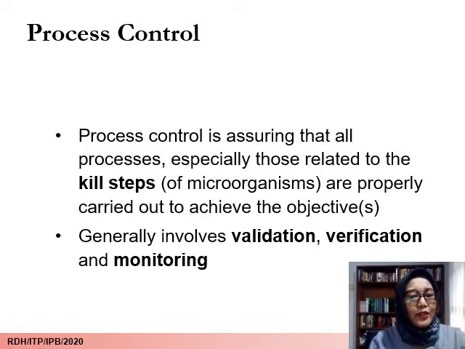Let's start with process control. Process control is assuring that all processes, especially those related to the kill steps of microorganisms, are properly carried out to achieve the objectives. For example, if we are going to make pasteurized milk, we want to be sure that the pasteurization step can kill, for example, 5 log of microorganisms. Generally, process control involves validation, verification, and monitoring.